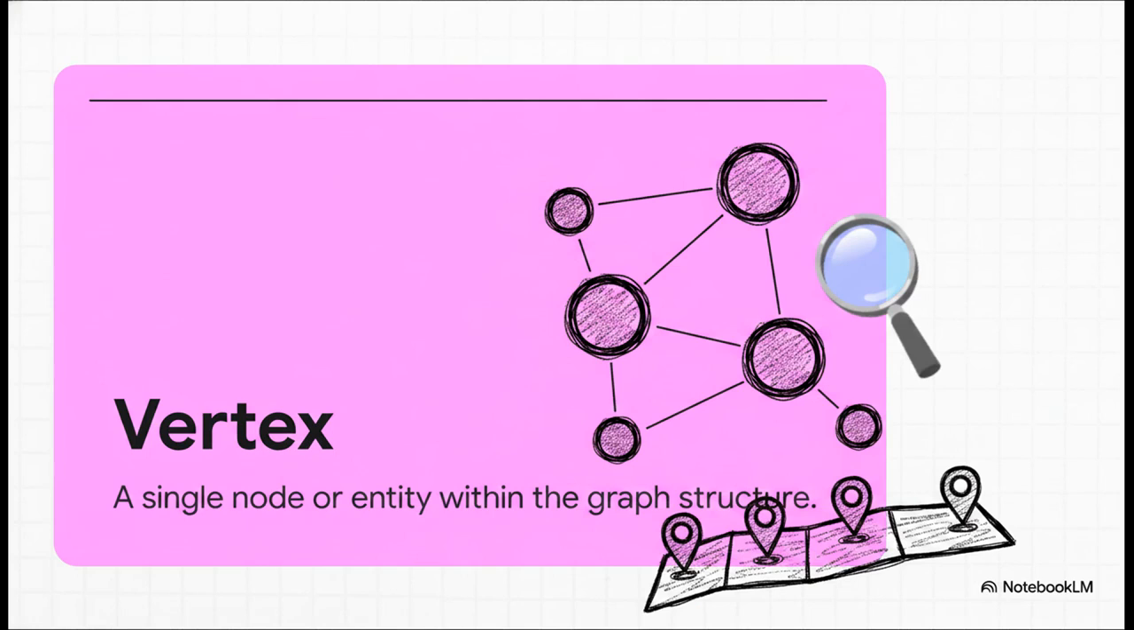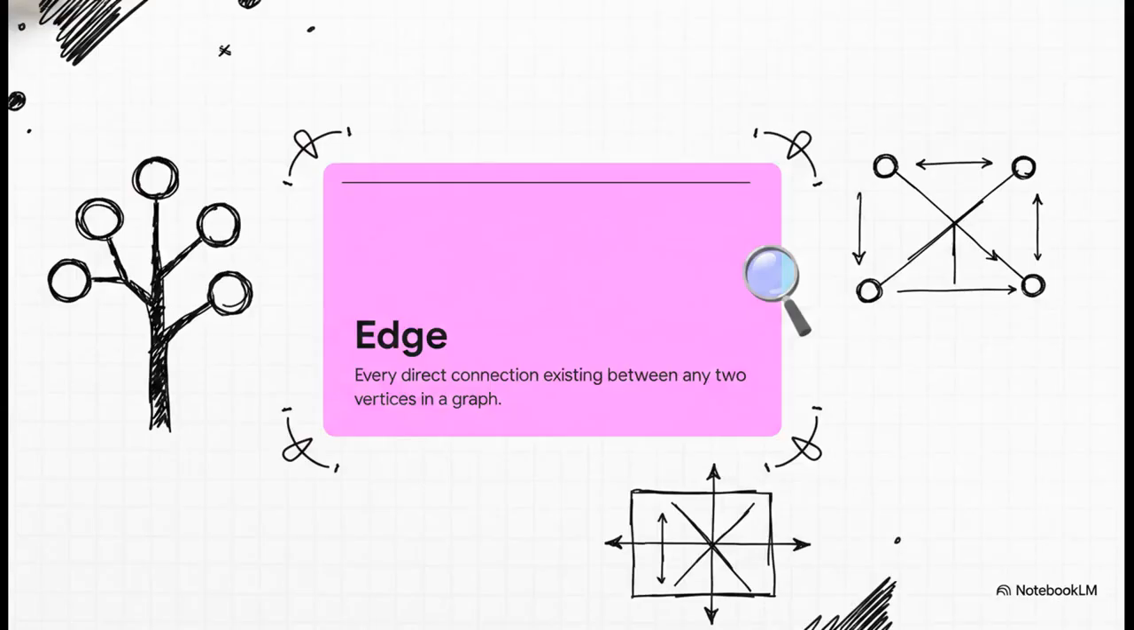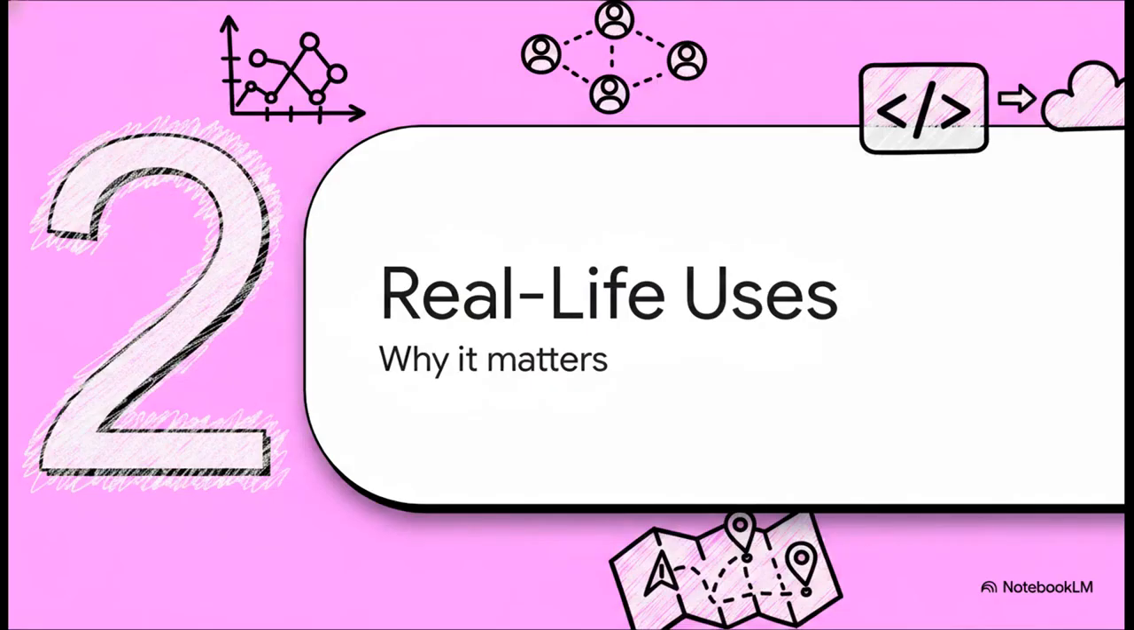Now, in graph terminology, we give these nodes a specific name. Each individual data point, or entity in this network, is formally called a vertex, or vertices if we're talking plural. You can just think of a vertex as an individual location or pin on a map. And what about the physical links connecting one vertex to another? Well, those are our edges. Kind of like the branches in a tree data structure, an edge just represents a direct relationship, or path, between two vertices. Moving on to Section 2, real-life uses, and exactly why this data structure matters so much.